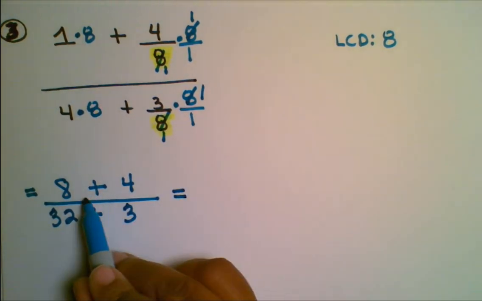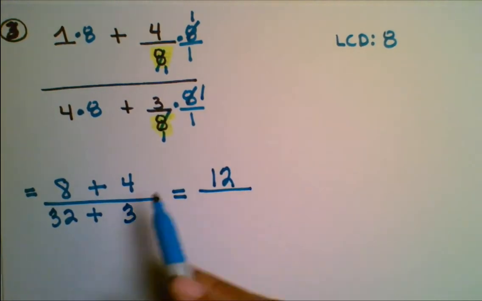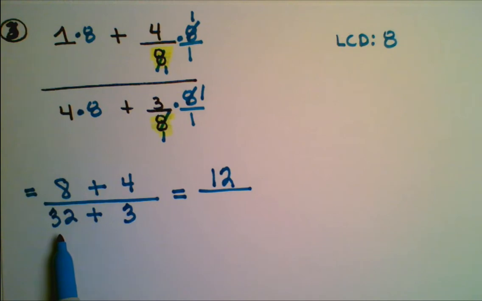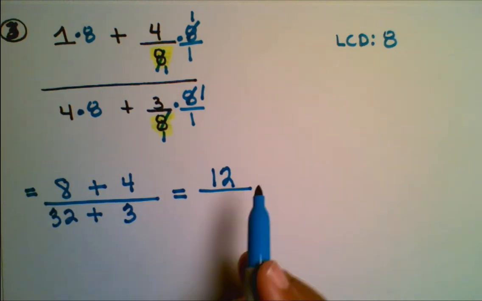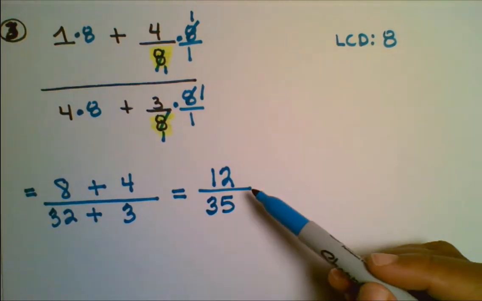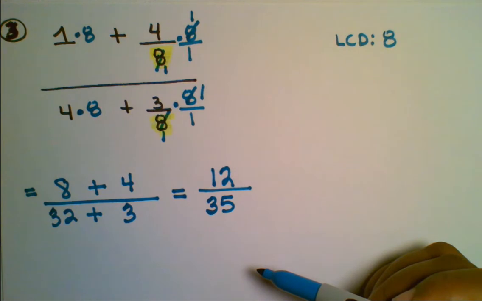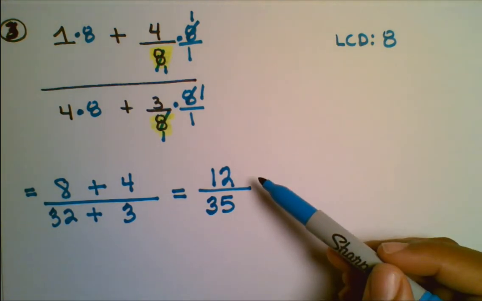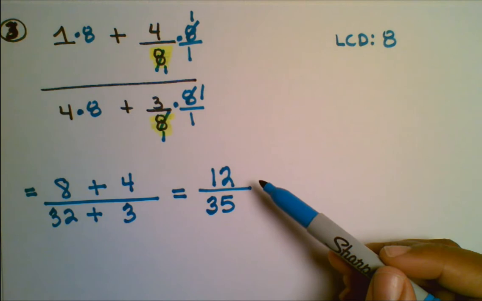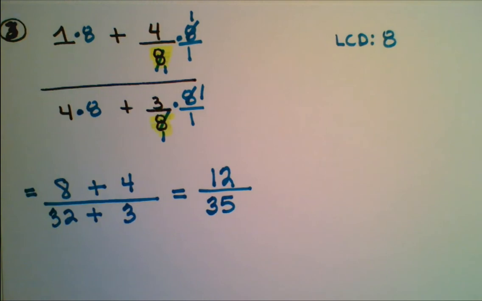So our numerator, we have 8 plus 4. We add that together, we have 12. And then our denominator, we're going to add 32 and 3. We have 35. And if we can reduce this fraction, reduce it. Can we reduce 12? Can we reduce 35? Factors of 12: 3 and 4, 2 and 6. Factors of 35, we have 5 and 7. It can't be reduced, so we leave it as a fraction, 12 over 35.